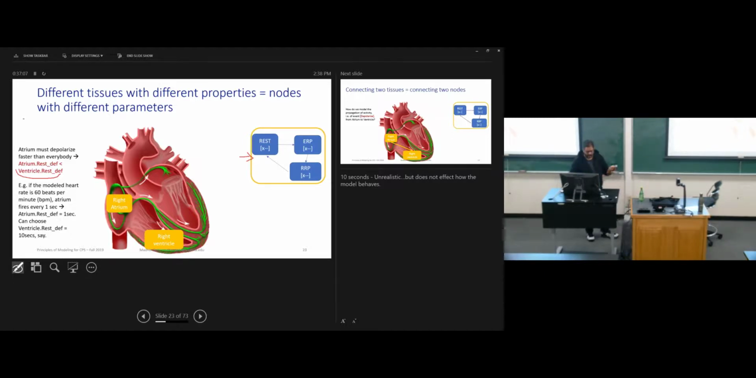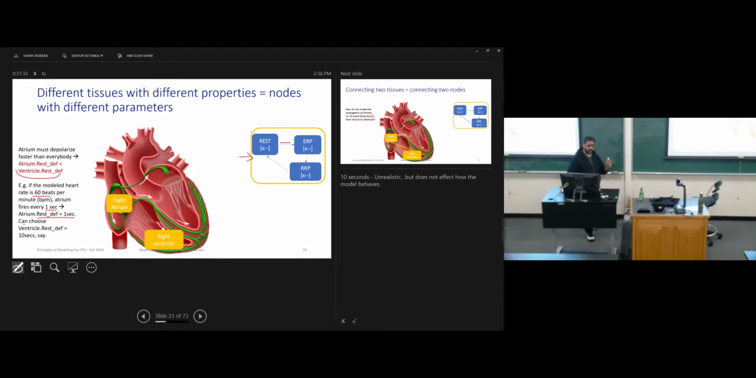So I can say that if I want to model the heart rate of 60 beats per minute, which is normal sinus rhythm, or 72, then that means that the atrium fires once every second. So I can choose the rest period to be 1 second. So after 1 second elapses, you will depolarize if you are the atrium, you will take this transition.